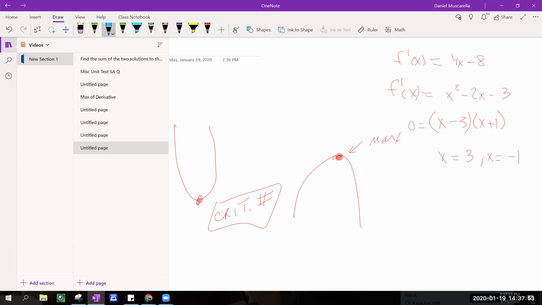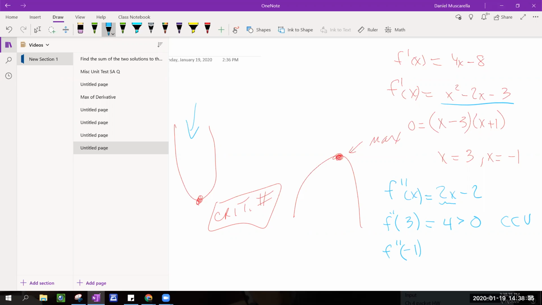Now the thing I'm going to do next is take the second derivative. If I look at my first derivative function, x squared minus 2x minus 3, I would get 2x minus 2. Then I'm going to evaluate the second derivative at 3 and at negative 1. If I plug 3 in for x, 2 times 3 is 6, minus 2 is 4. Since 4 is greater than 0, that's going to be concave up. That tells me it would be a relative min.